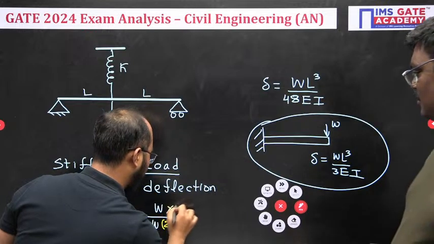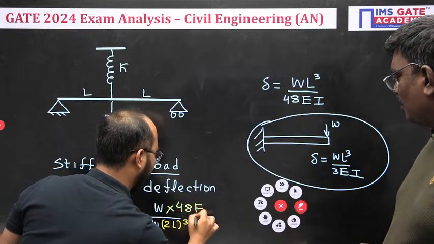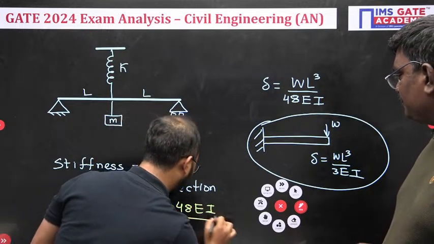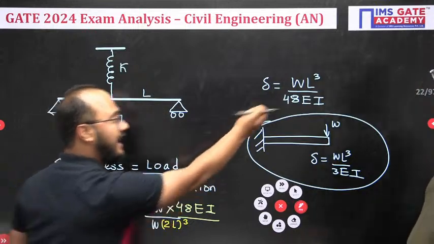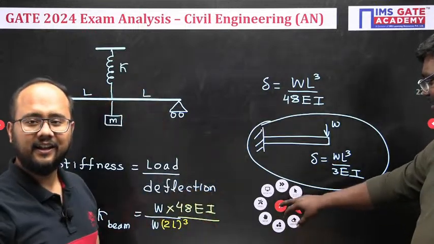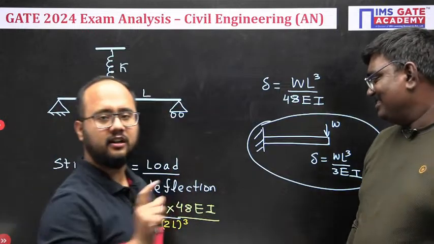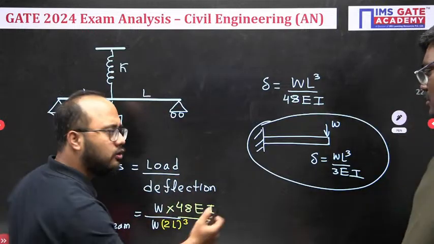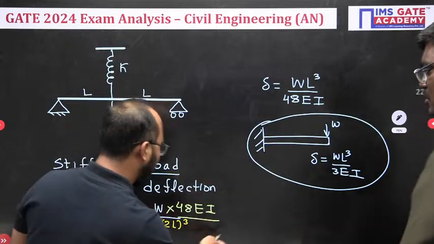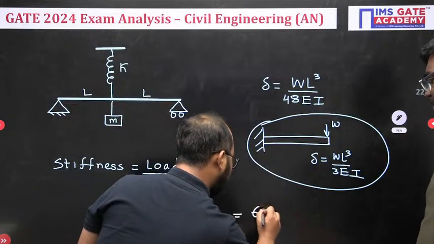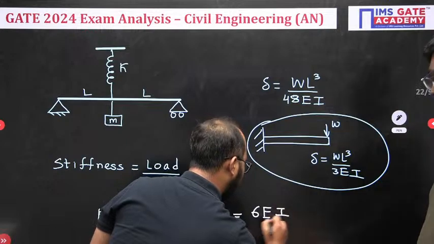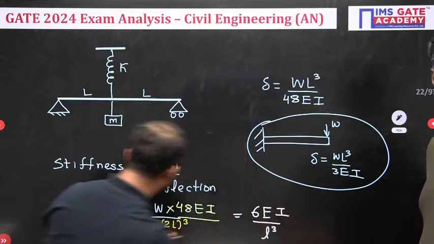So better I will write here 48 EI. I have mentioned this as 2L. If I write L only, definitely I will get a wrong answer. Yes, sir, time is very less, we are in a hurry and will definitely make such mistakes. Now 2 cube is simply 8, and we will solve it. What will I get here? 6 EI by L cube. That is the stiffness of the simply supported beam.